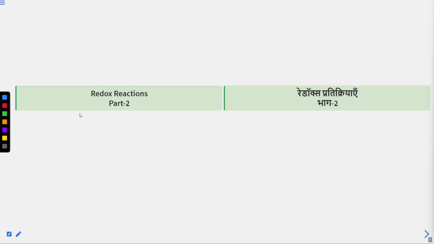Everyone. Today we are going to see some practice questions from the chapter Redox Reactions, and this is part 2.